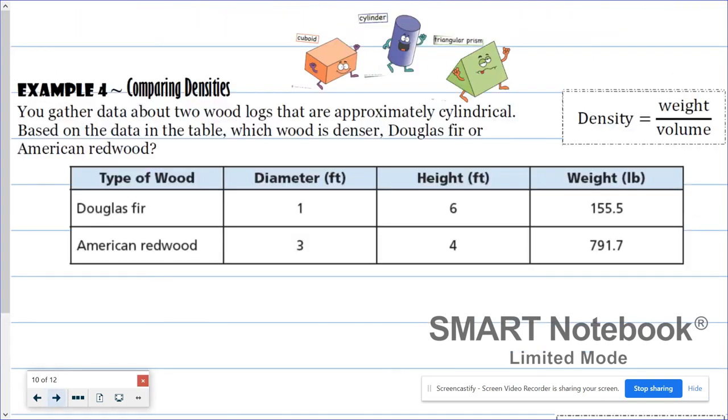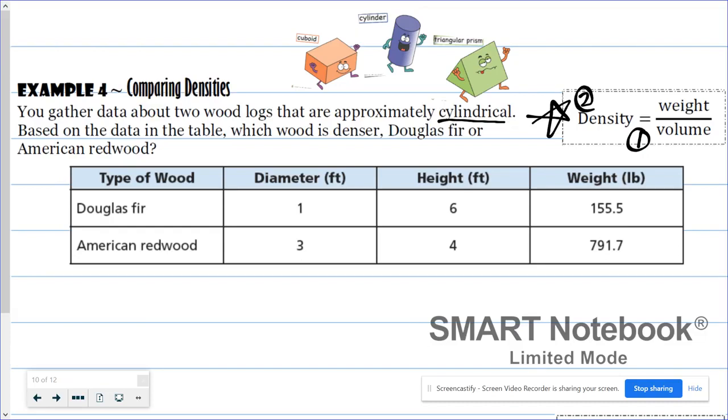Taking a look at an application, this application problem involves density. Density in this particular problem is found by taking the weight divided by the volume. So I do need to know the volume of my solid in order to find the density. Now we're working with two wood logs that are approximately cylindrical. Based on the data in the table, which wood is denser, Douglas fir or American redwood? I first need to figure out the volume of each wood, and then I can divide weight by volume to find density.